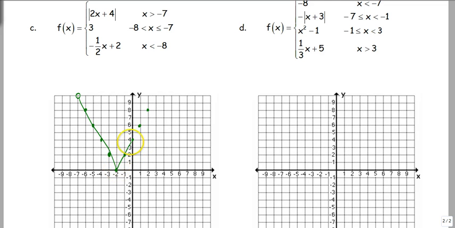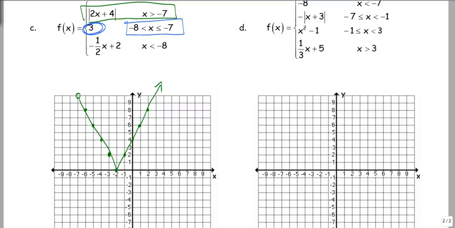And you need an arrow because it's going off forever. So we took care of almost this whole graph with that piece right there. Now we have to look, and we're kind of going backwards here. We want to look now between negative 8 and negative 7. Well, between negative 8 and negative 7, we just have a number 3. So that's saying y is just equal to 3.